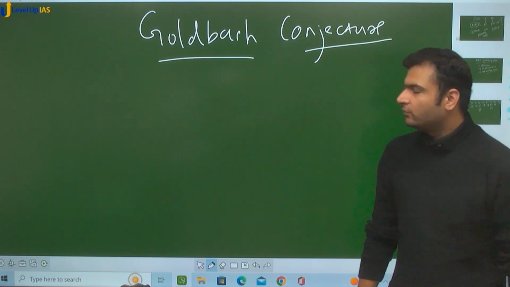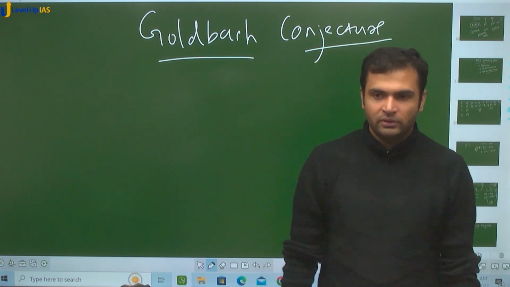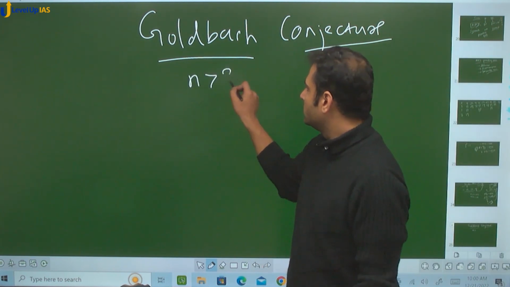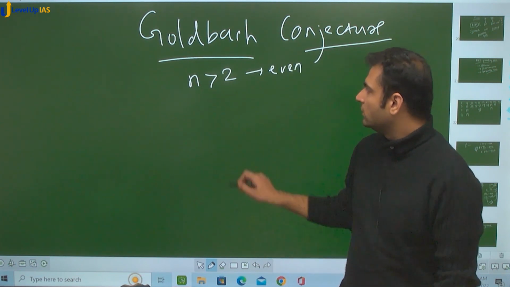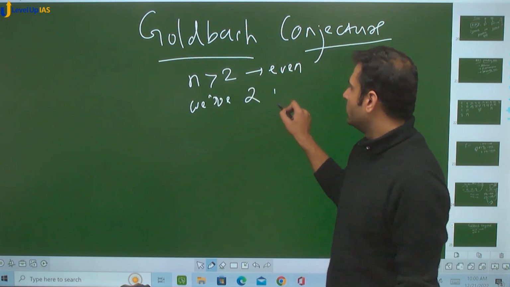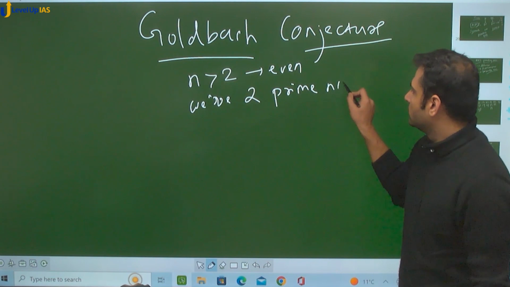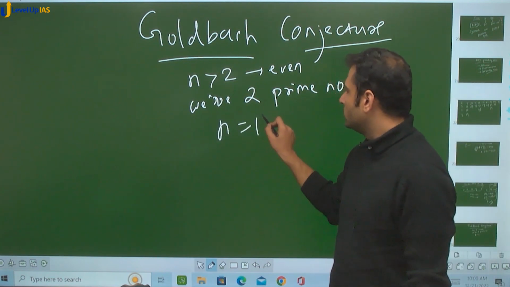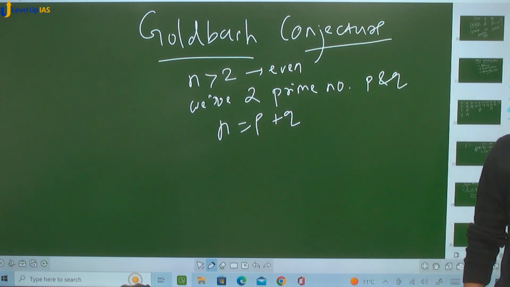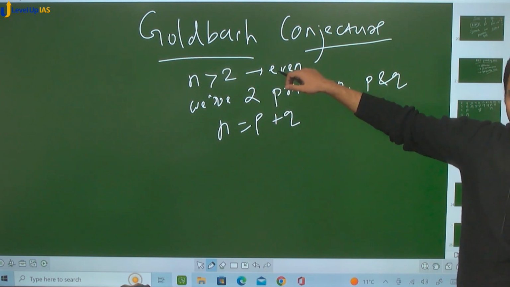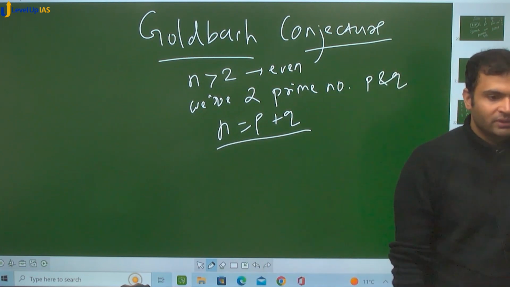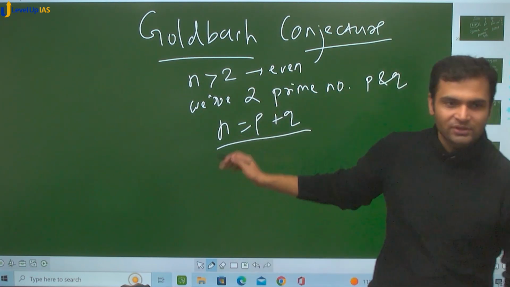It says that for any even number greater than 2, we have two prime numbers such that n is equal to p plus q. For any even number greater than 2, there are always two prime numbers such that the number is the addition of two prime numbers. Don't write it down, it is not relevant for the course. I am just telling you.